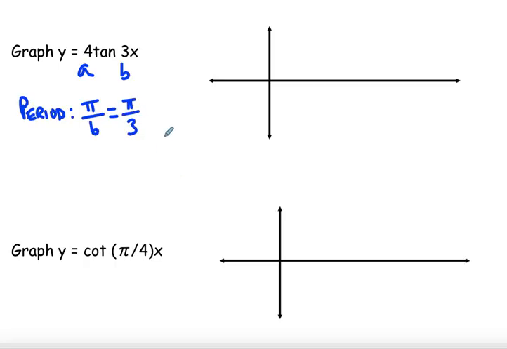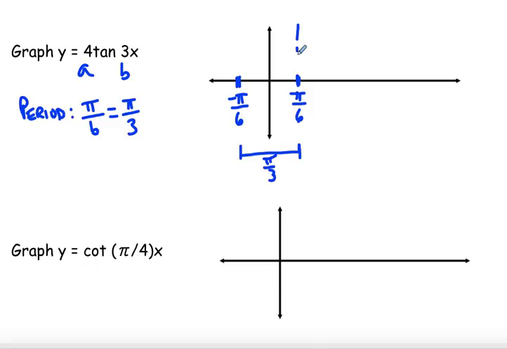So whenever I graph a tangent, I'm going to go half of the period to the right and half of the period to the left. So remember, this spans pi over 3. So what's half of a third? Well, half of a third is a sixth. So I would be going over pi over 6 to the right and negative pi over 6 to the left. That would give me a span of pi over 3.